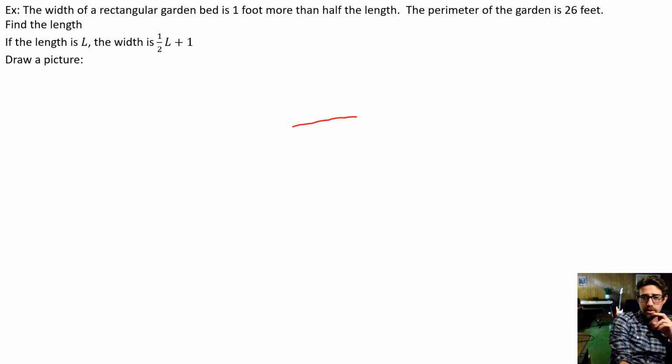So the length is actually less than the width, although if your picture didn't reflect that, you'd still get the right answer. So we're going to call that L. This is W, and we know from what we just did that W is 1/2 L plus 1.